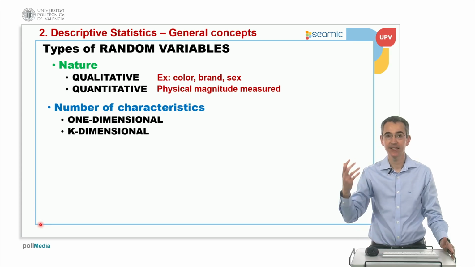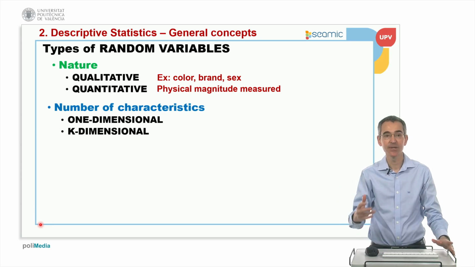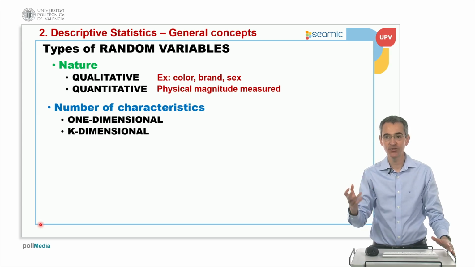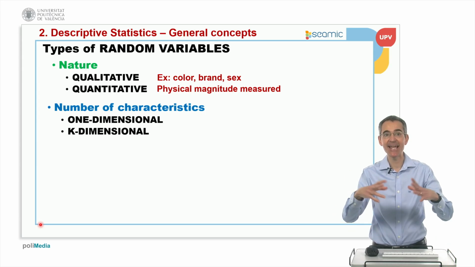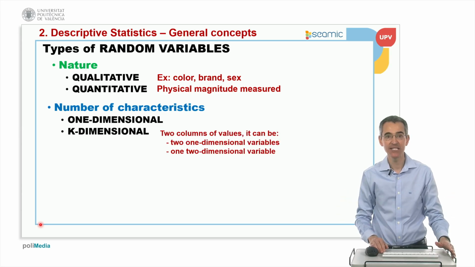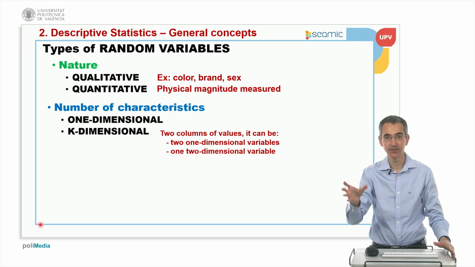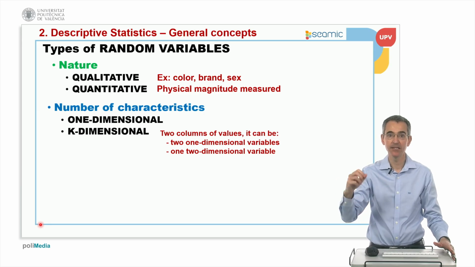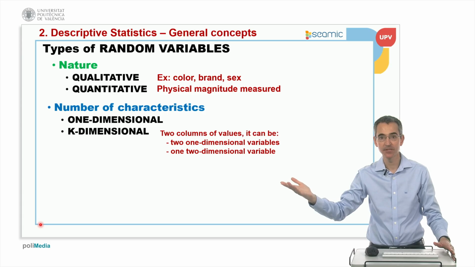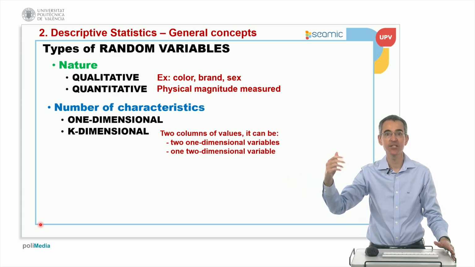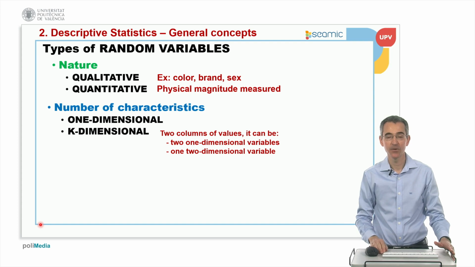Okay, so in another type of classification, we can discuss the number of characteristics, and then we can talk about one-dimensional random variables, two-dimensional variables, or in general k-dimensional variables. What does it mean? Okay, so imagine that I have two columns of data, two columns of values. So there are two possibilities. It can be two one-dimensional variables, or it can be one two-dimensional variable. Okay, so I will talk about this later.